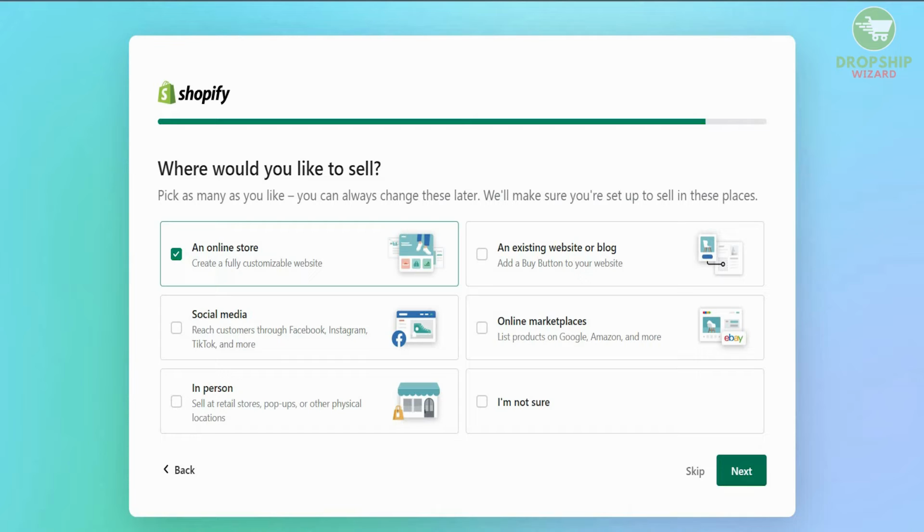Shopify. The next question that they ask, which is very crucial, is where would you like to sell? You want to start an online store, you want to sell on social media, in person, if you have an existing website or blog, or you want to sell in online marketplaces. If you're not sure, that's perfectly fine as well, but we're going to go with an online store where we can create a fully customizable website.